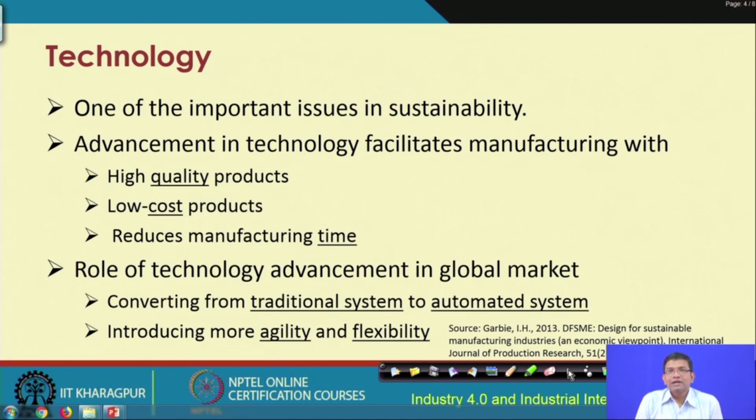So, the role of technology advancement in the global market is about converting from the traditional system of manufacturing to the automated system, and this is how the technology can help in this particular objective. And also technology can help in having greater agility, faster development and flexible, changeable, maintainable products.